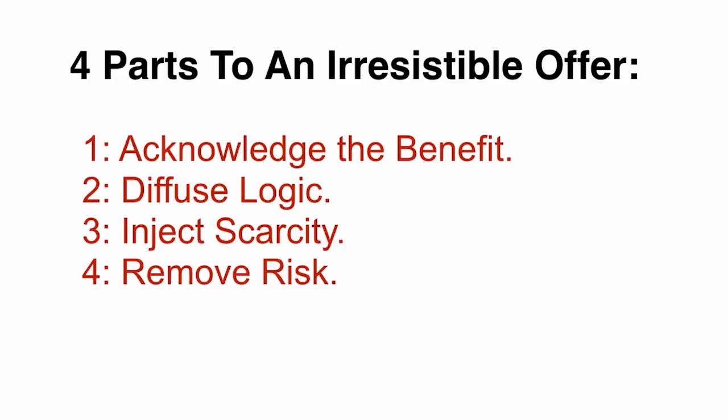So once we acknowledge the benefit that they're really wanting, we have to flip another switch from red to green in our second component, which is diffuse the logic police, okay? So the human brain has two sides. There's the emotional hemisphere and the logical hemisphere.